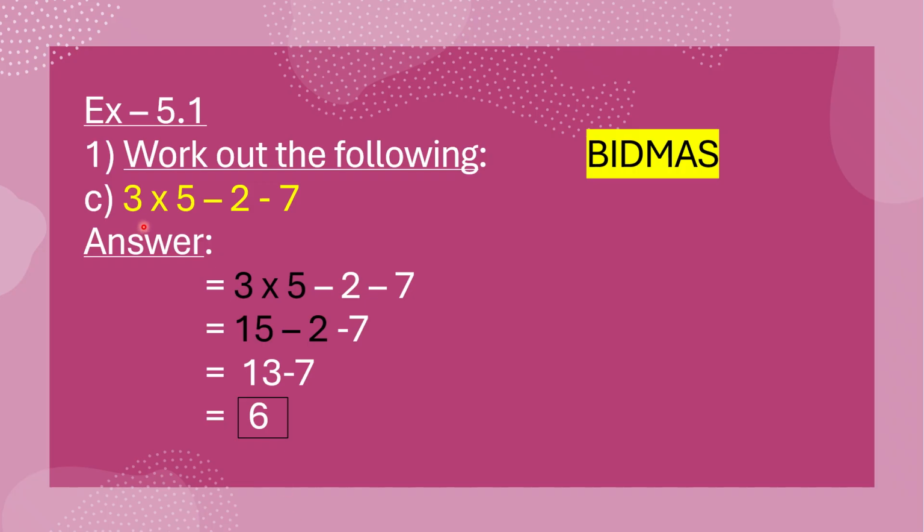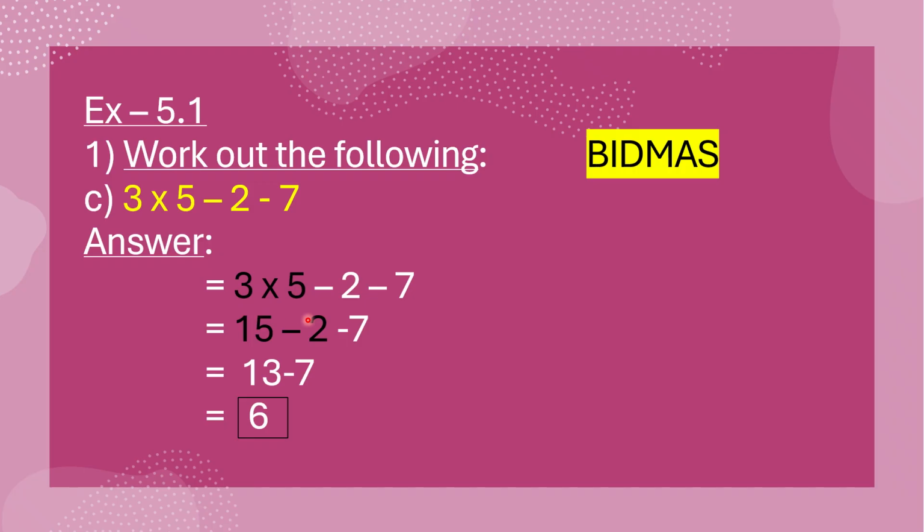C sum, 3 into 5 minus 2 minus 7. Okay, we have to use BIDMAS rule here. Let's see, do we have any brackets here? No. Do we have any indices here? No. Do we have any division symbols here? No. Do we have any multiplication symbol here? Yes, we have multiplication. So what we have to do? We should do the multiplication first.